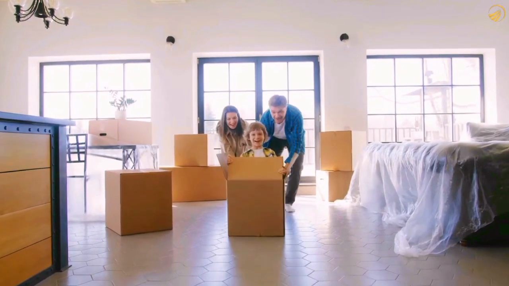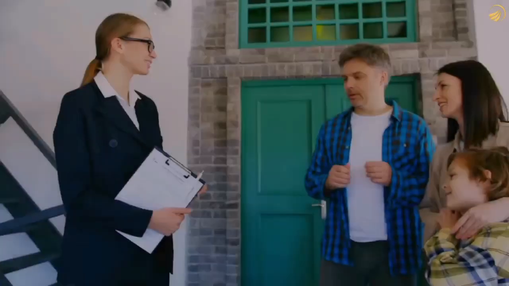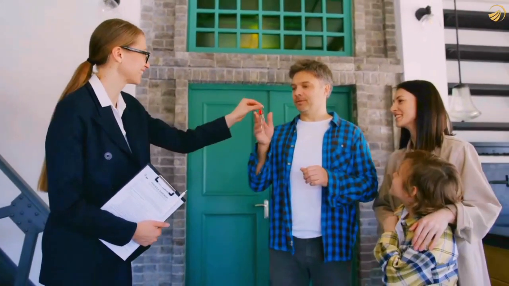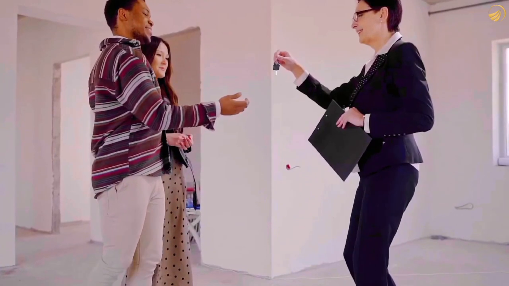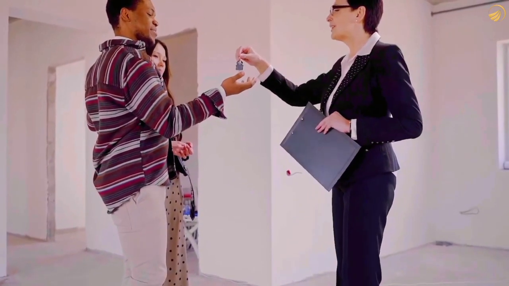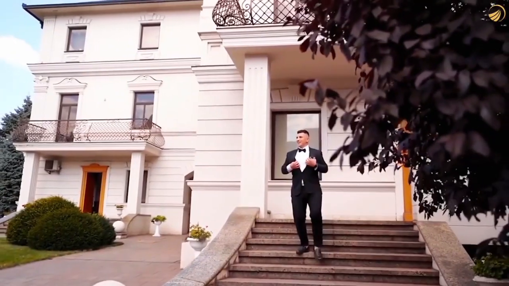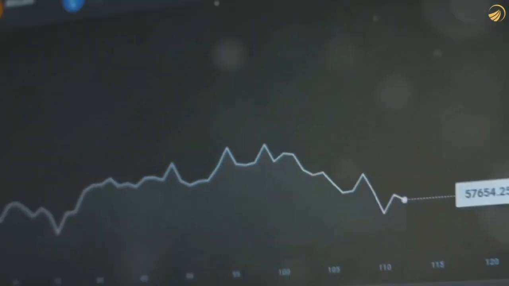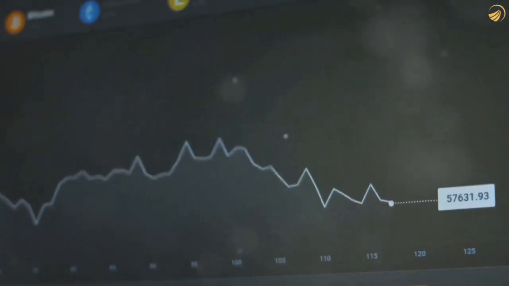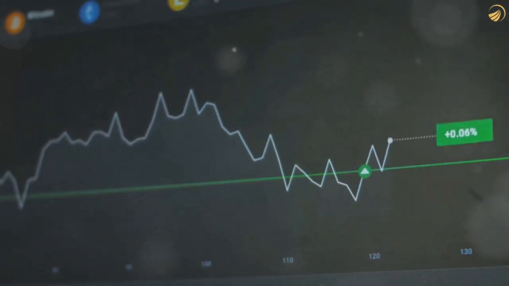Investing in real estate has long been considered a sound financial strategy, offering both stability and the potential for substantial returns. In this video, we will explore various real estate investment options, including rental properties, real estate investment trusts, and real estate crowdfunding, to help you diversify your investment portfolio and navigate the complexities of the real estate market.